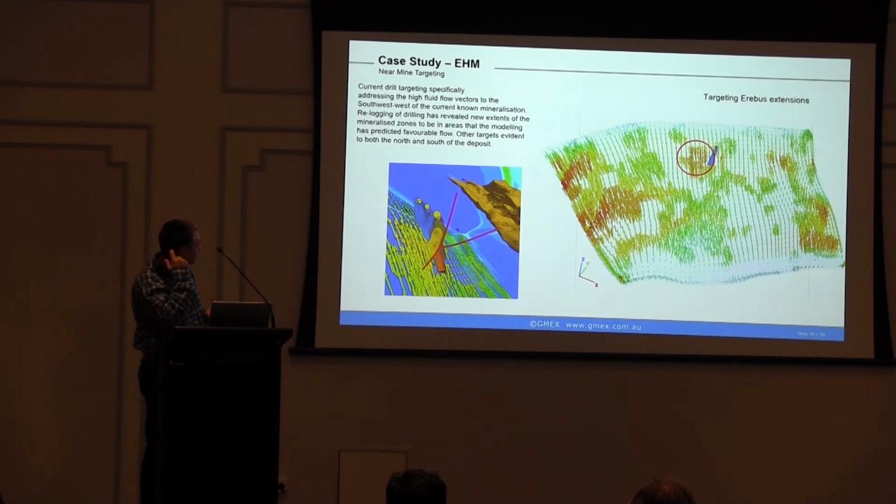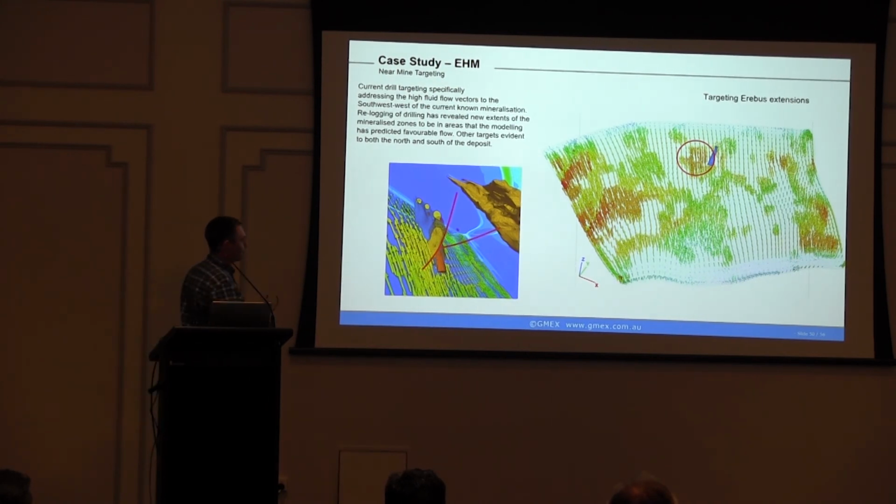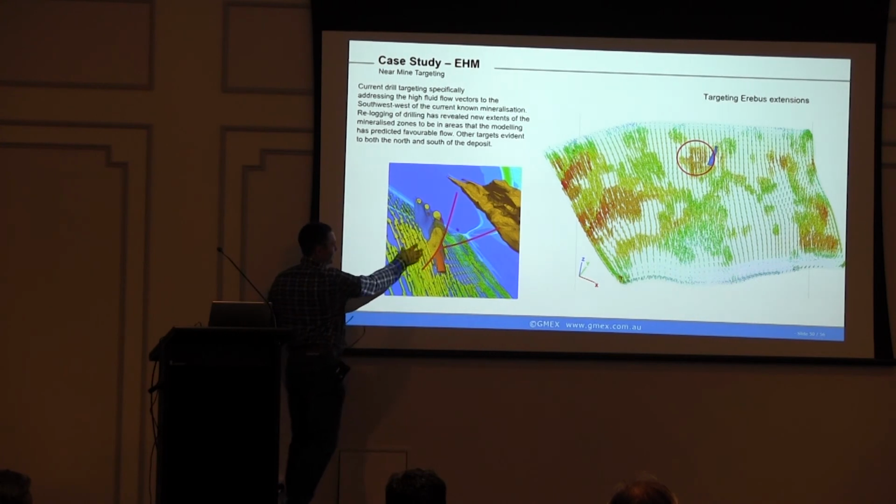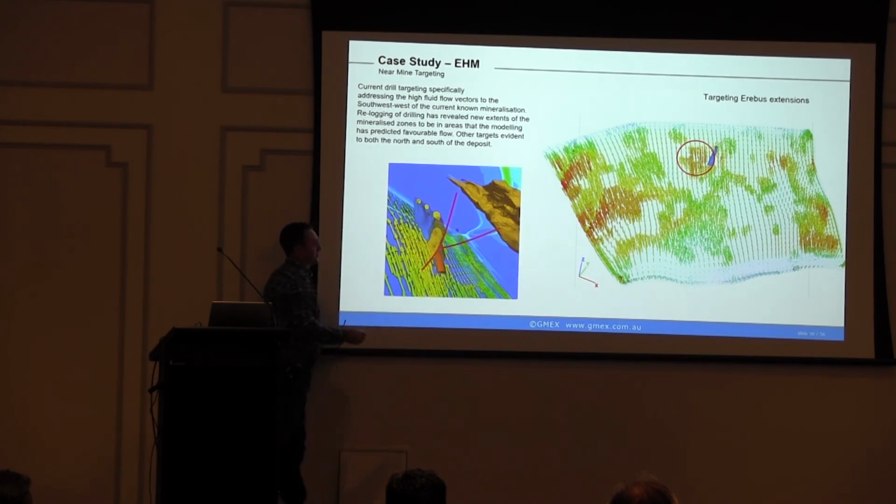The last slide is based on some drilling they wanted to do further to the west. So there's a little satellite body called Erebus, and the current targeting was specifically focused on these areas of high fluid flow within the Erebus shear. And we can see we've got really strong fluid flow up the side of this known target.